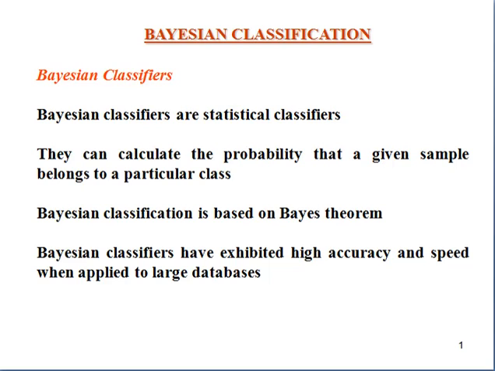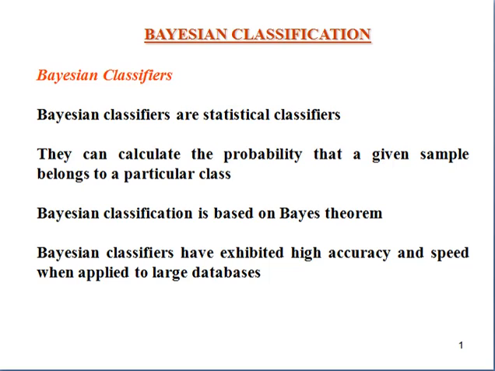classification problems. So Bayesian classifiers are statistical classifiers. They can calculate the probability that a given sample belongs to a particular class. So on the basis of probabilities, it first calculates probabilities, and on the basis of those probabilities, it tries to see in which category or in which class a particular sample belongs. Bayesian classification is based on Bayes' theorem, which is a classical theorem in statistics and probability.